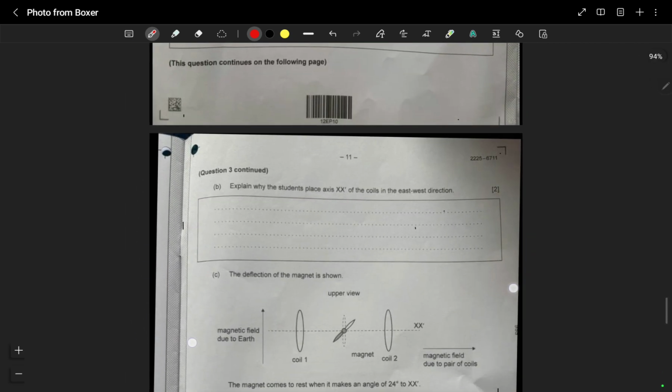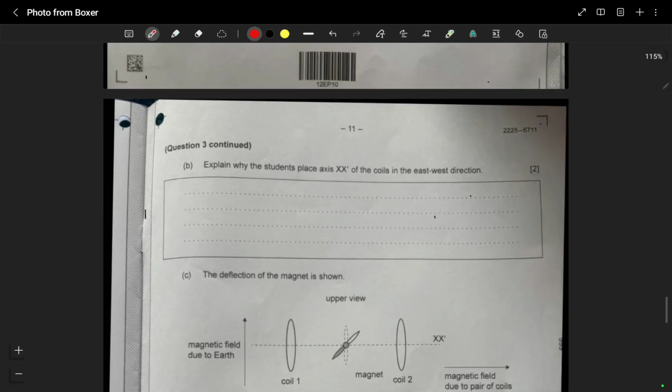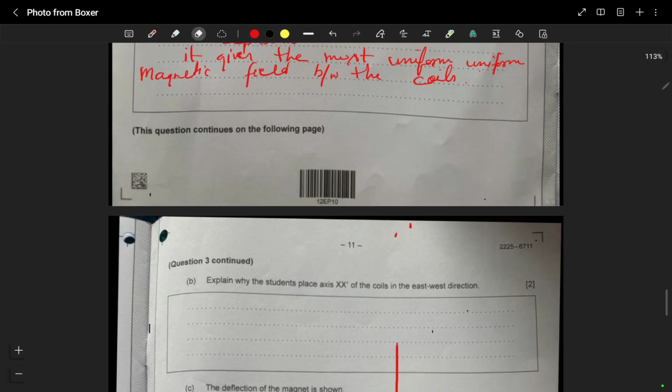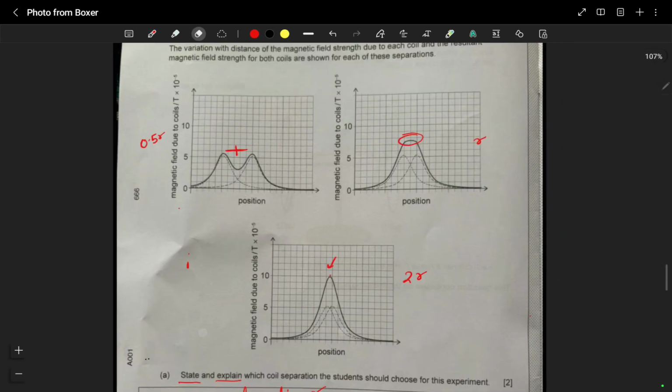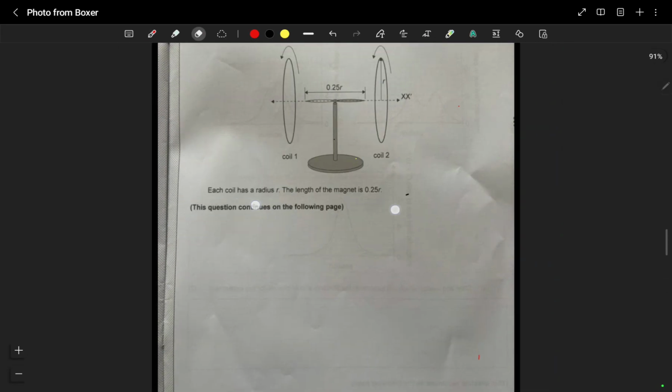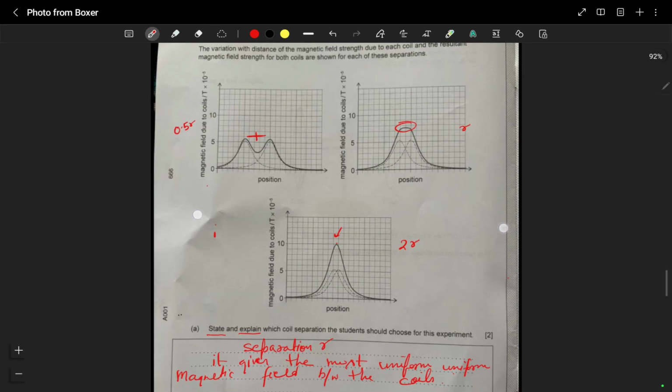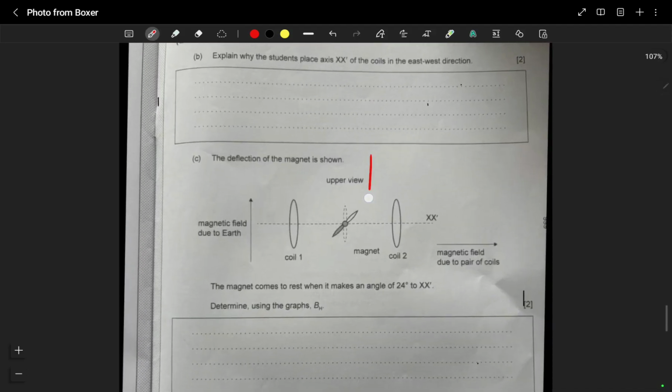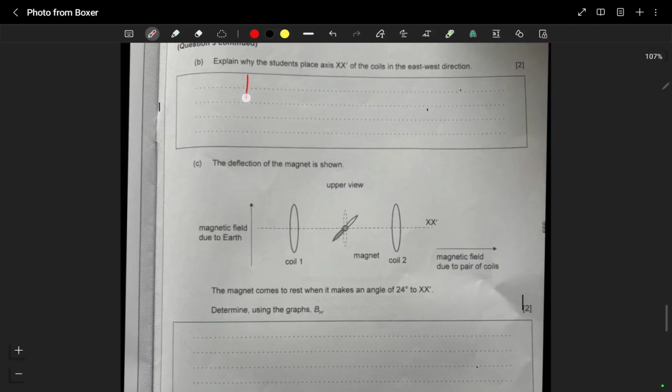Now the next question is, explain why the student placed the axis XX dash of the coil in the east west direction. Why was the axis taken like this? So that's the question, right? So why is this taken in the east west direction? So now to answer this question, we know the direction of Earth's horizontal component is this.